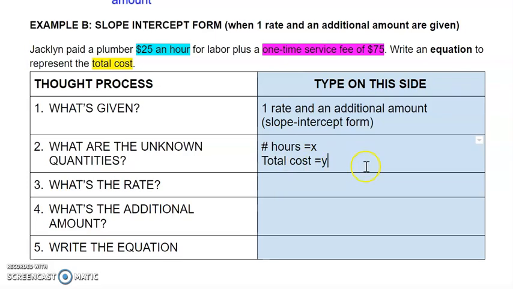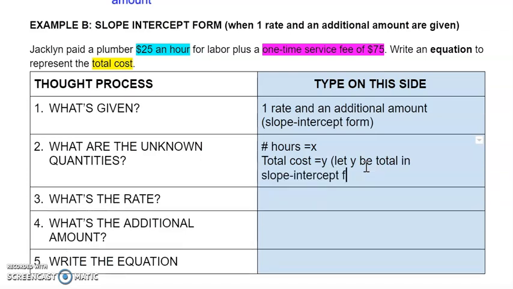Okay. In slope intercept, let y be your total. And I'm telling you, if it's one rate and an additional amount, it's slope intercept form, and y is going to be the total cost. That's going to be the other thing you don't know yet.